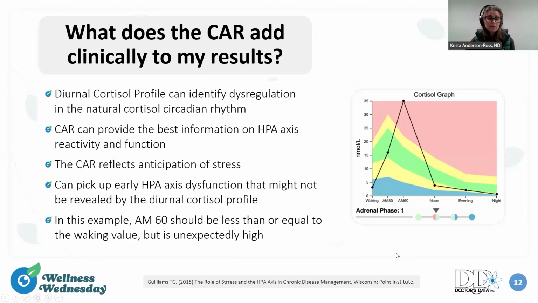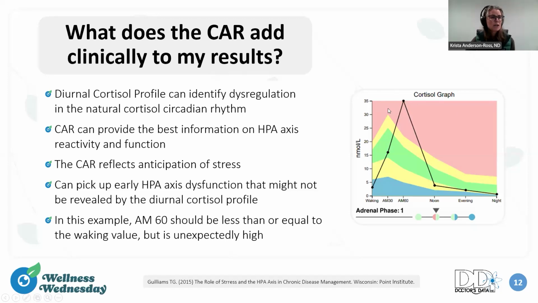So the CAR can provide additional information about overall HPA axis responsiveness and function that might not be seen in the original diurnal cortisol profile. So for example, in this profile here, we're seeing that the AM60 is the highest point of the morning when it should be AM30. So what I recommend providers do when they're reading these reports is to look at that green shaded area, because that's the optimal zone or the functional zone. And so you can see how your patient's results compare.